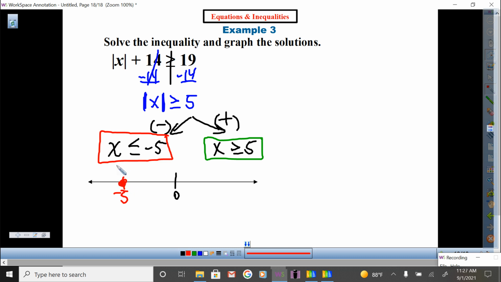Okay, then I'm going to test 0. Is 0 less than or equal to -5? That's false. That is not true. So I'm not going to shade towards 0. I'm going to shade in the opposite direction.